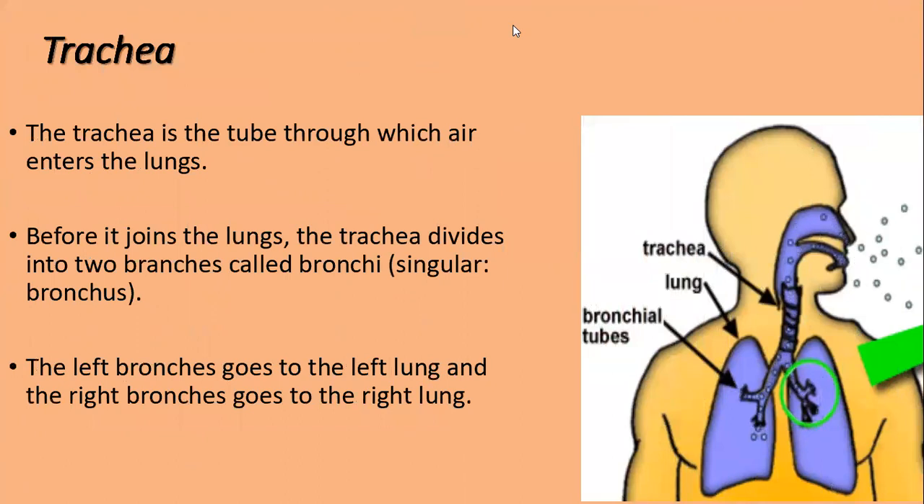Trachea. Trachea is the tube through which air enters the lungs. This is called trachea. It is divided into two branches called bronchi. The left bronchi goes into the left lung and the right bronchi goes to the right lung.